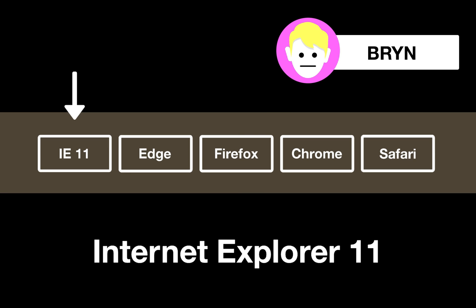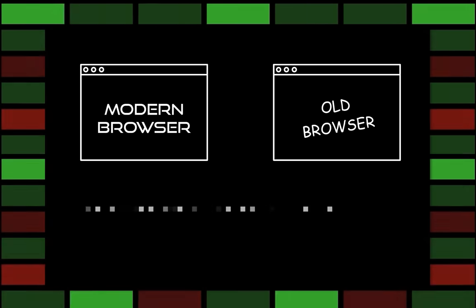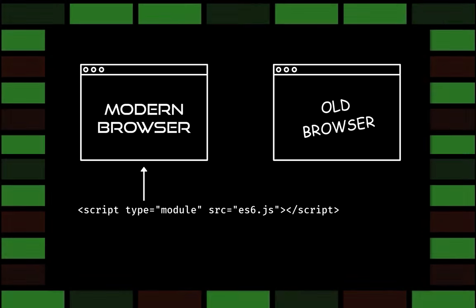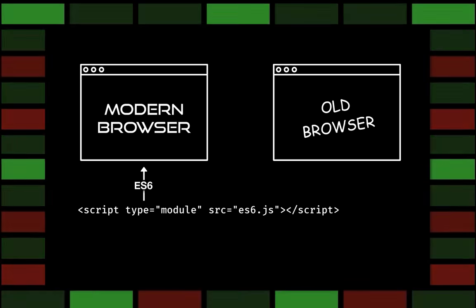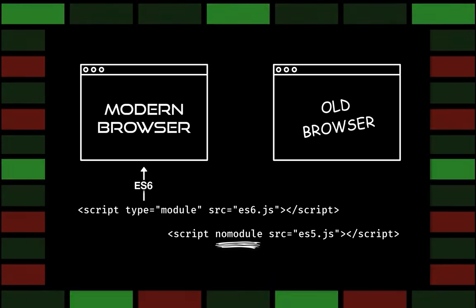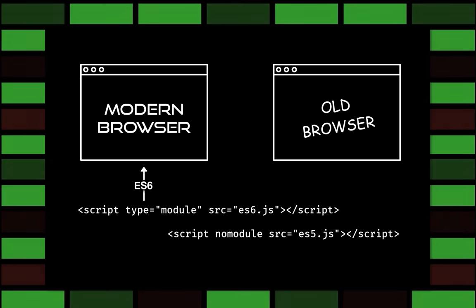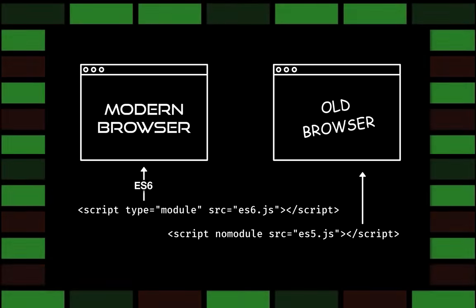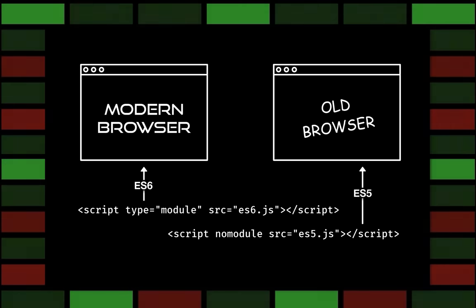No support. Okay, let's see. And you are correct. Oh, you little ripper. IE11 does not support ES modules natively. However, there's no reason not to use native ES modules in production. Browsers that support type equals module support all of the ES6 features, meaning transpilation to ES5 is not necessary. Meanwhile, these browsers ignore scripts marked with nomodule, which is a Boolean. Older browsers don't understand nomodule, so they do load these scripts, which can contain ES5 JavaScript. And that's everyone covered. Is that clear, Bryn?